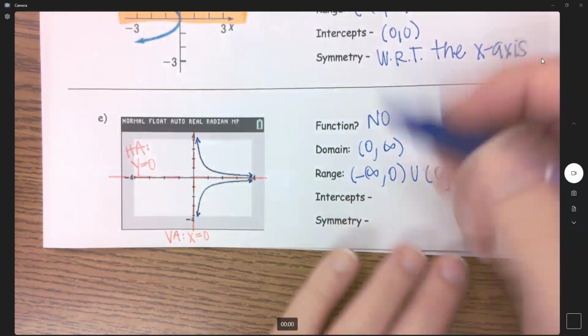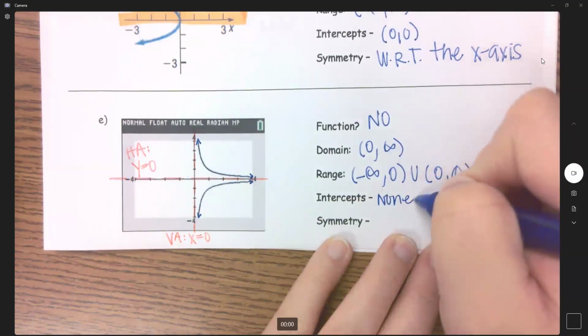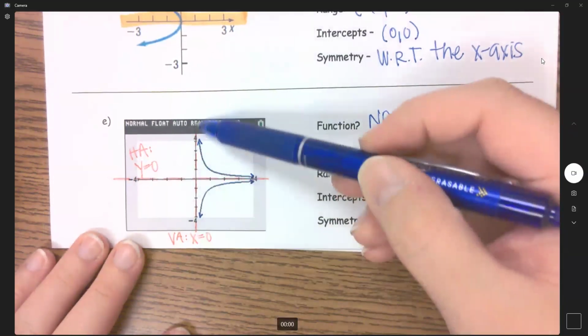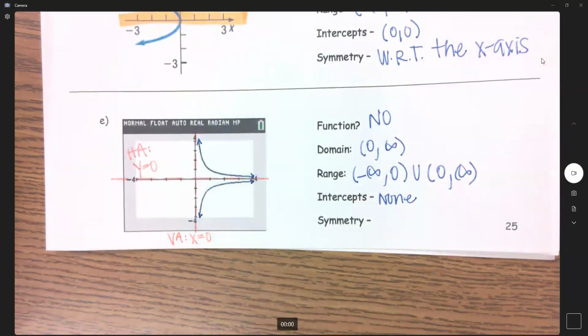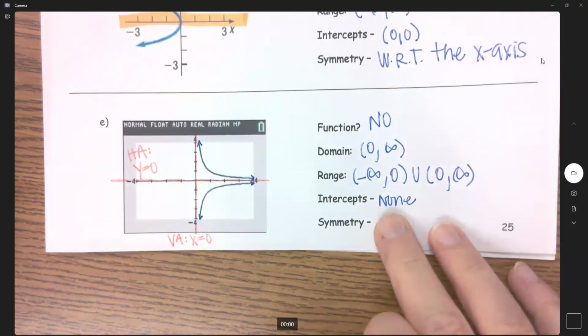So then intercepts, we have none because it is not going to touch this vertical asymptote. And it's not going to touch this horizontal asymptote. And those are both on the x and y axis. So it doesn't have any.